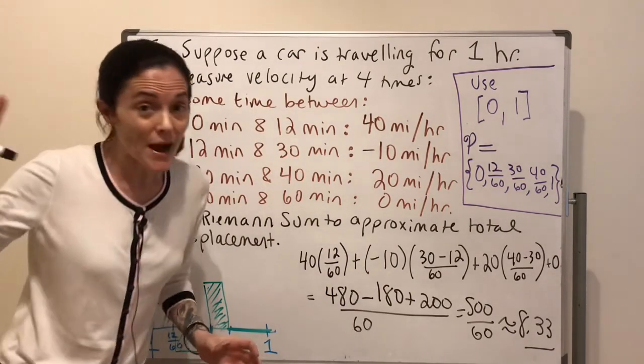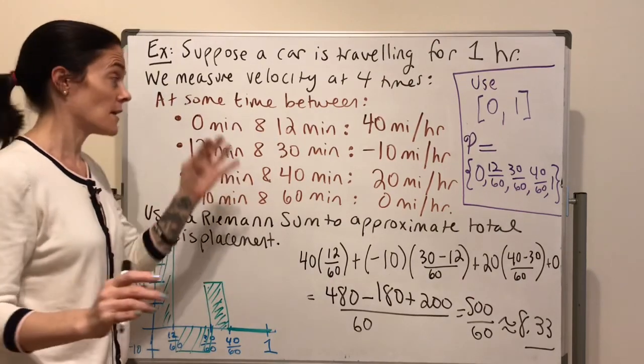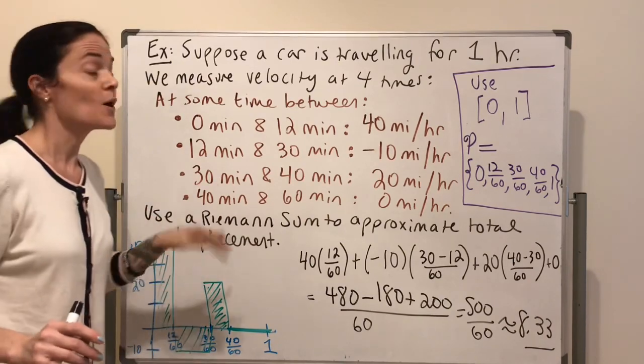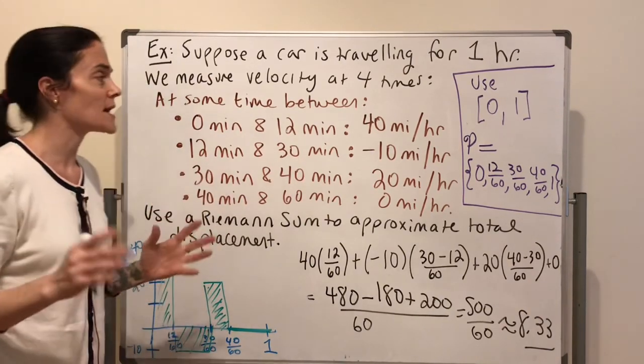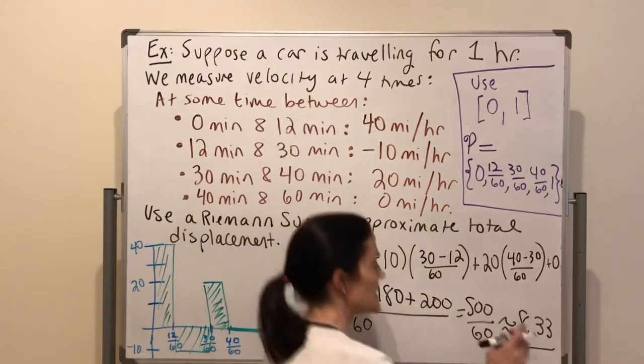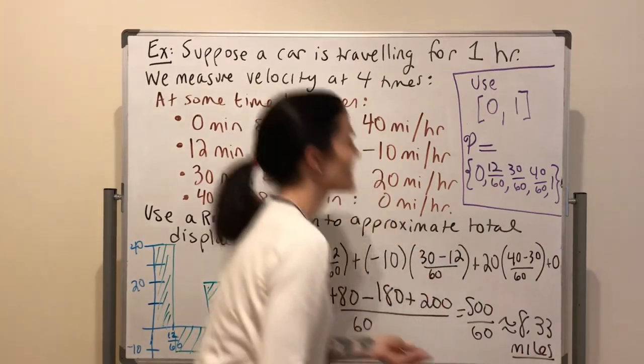And this is an approximation, right? We don't know the actual velocity function. All we have is the velocity at these 4 times, and then we use these rectangles and the Riemann sum to approximate the total displacement. This is in miles, okay?